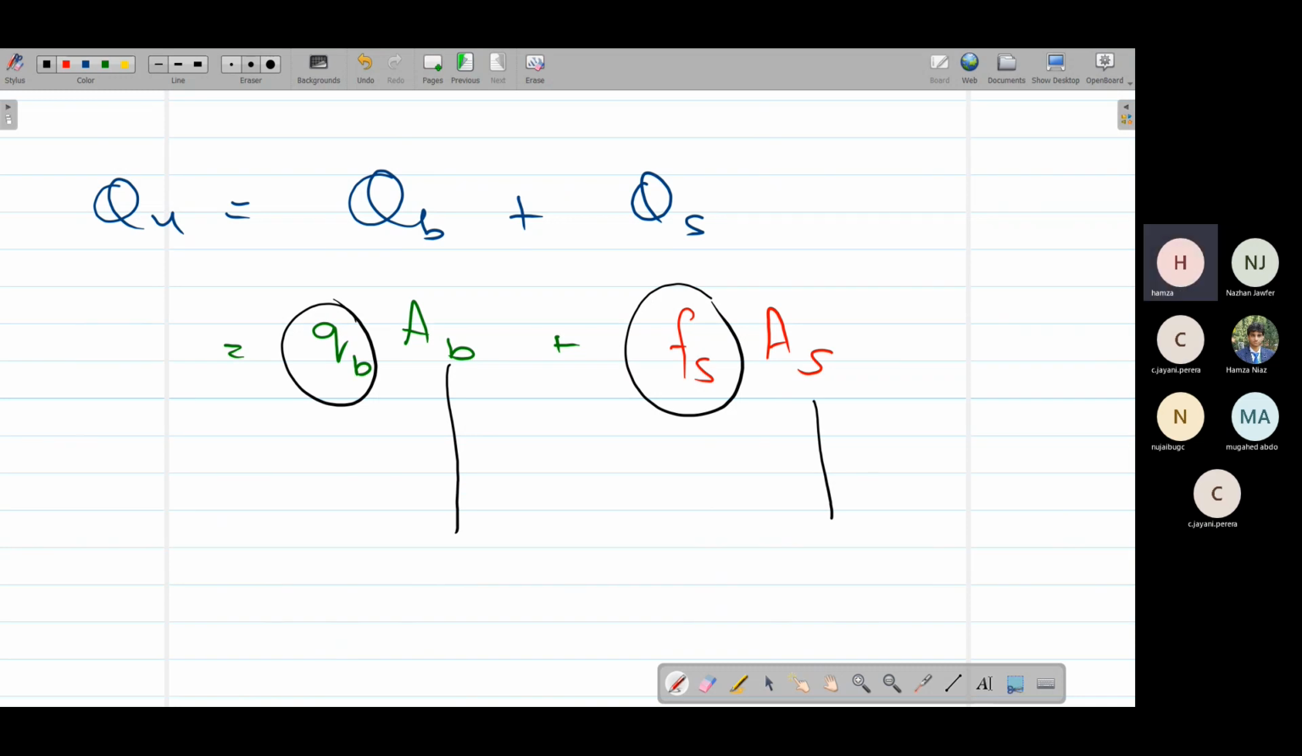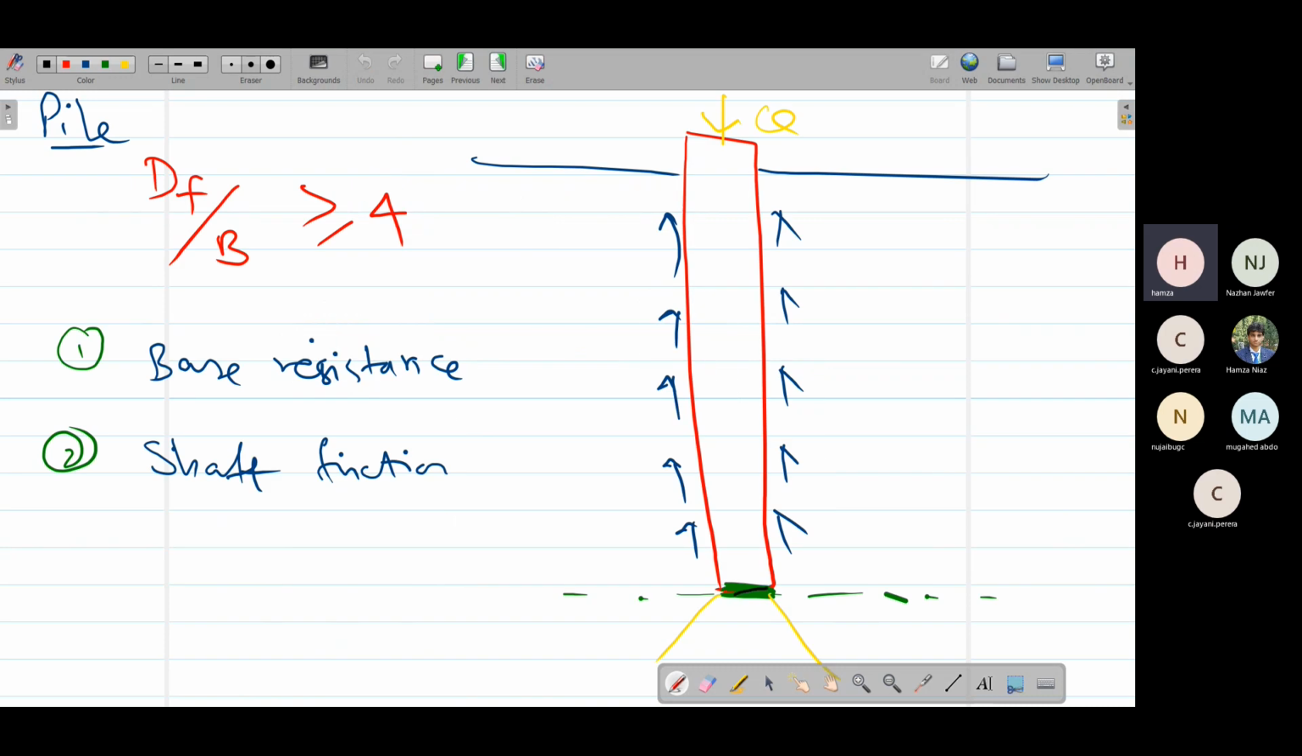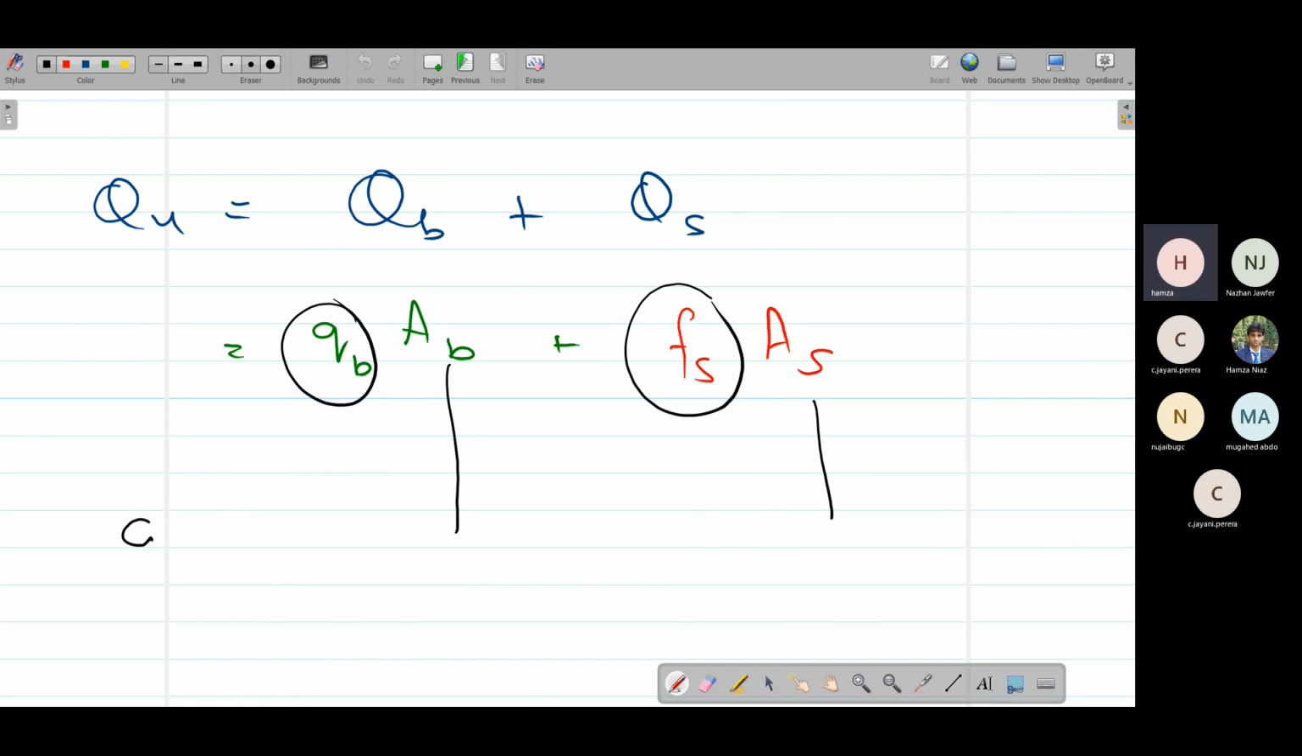And what would be the area of the pile at the base? At the base, if the pile is circular, the area of the base would be pi d squared by 4, simply because it is a circular pile.